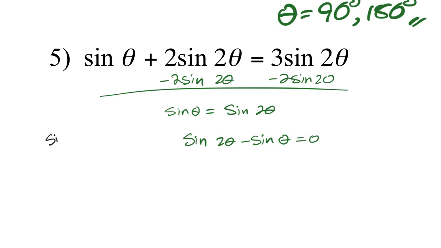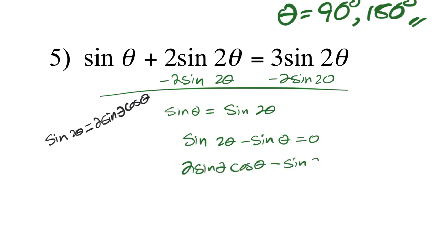As a review, sine of 2 theta, the only way that I can remove the 2 theta is by using my identities. So in this case, sine of 2 theta is the same as 2 times sine of theta cosine of theta. So that means that I can substitute here 2 sine of theta cosine of theta minus sine of theta equals 0. Now, as you can see, I have a common factor here. That is sine of theta. So I can factor out the sine of theta. Right? And then I have 2 cosine of theta minus 1 equals 0.